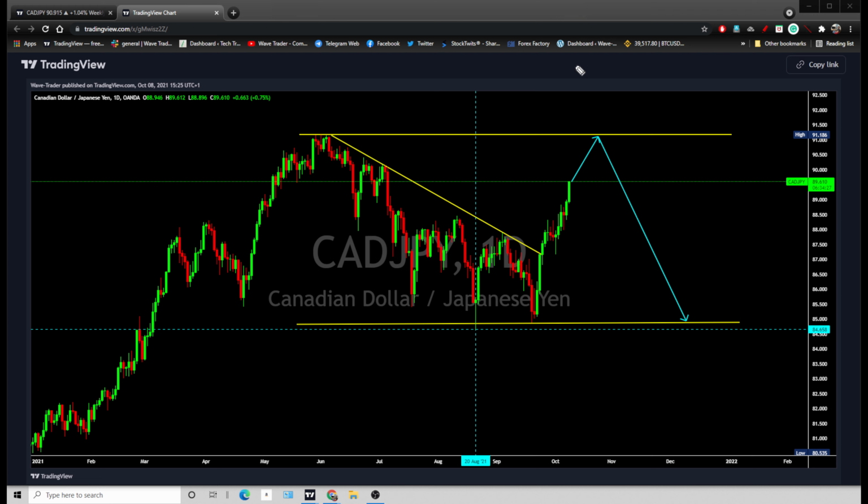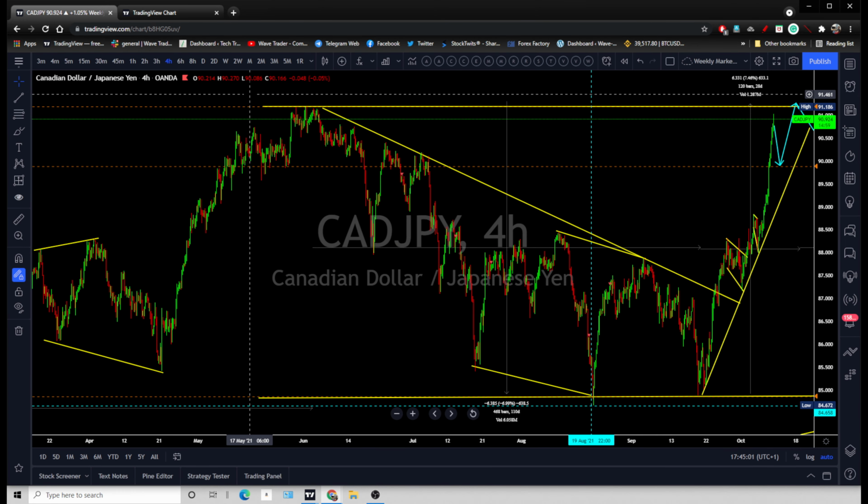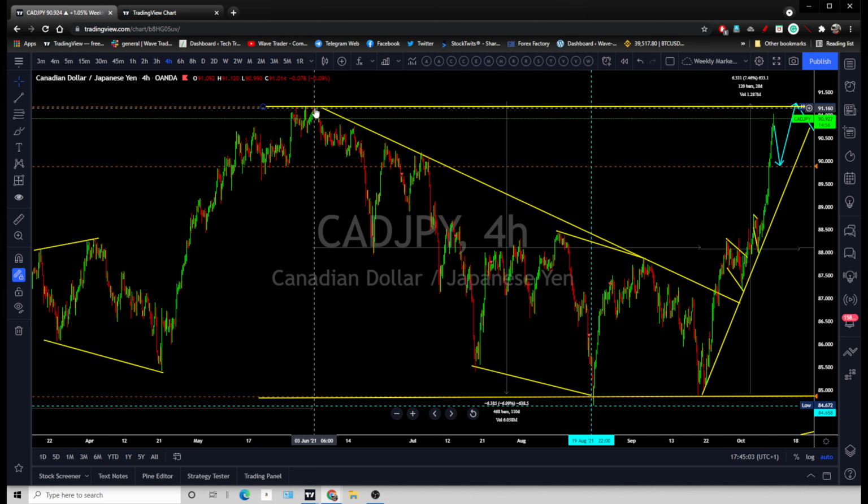So CAD yen is about to tag that top, about to finish that short-term one more push-up we can see within that bigger daily flat, or weekly sideways market, we can say. So price is about to test that top, and it slightly can go beyond that top.